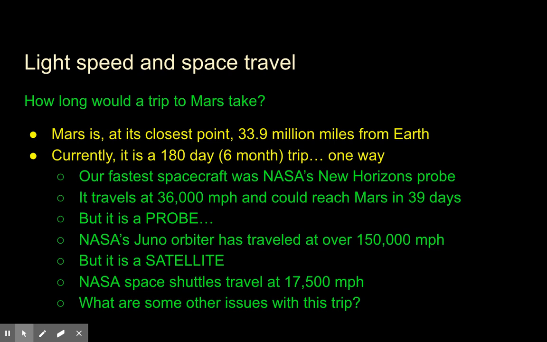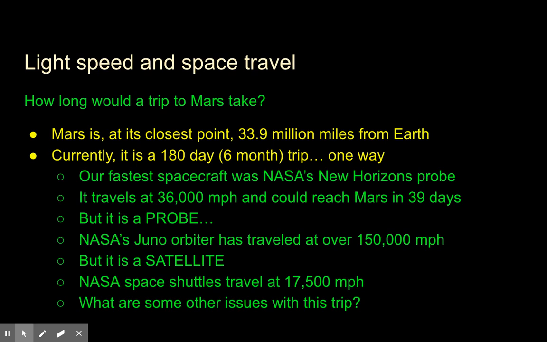NASA's Juno orbiter, which I mentioned in video 1, part 1 of this video series, has traveled at over 150,000 miles per hour. But guess what? It's a satellite. You can't ride on it. It's not a vehicle. Now, when you see the space shuttles that launch and travel, those things can travel at about 17,500 miles per hour. All right?